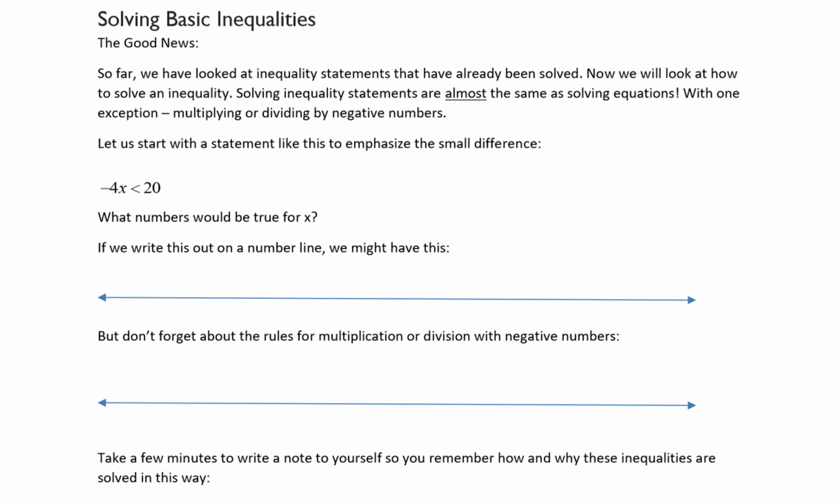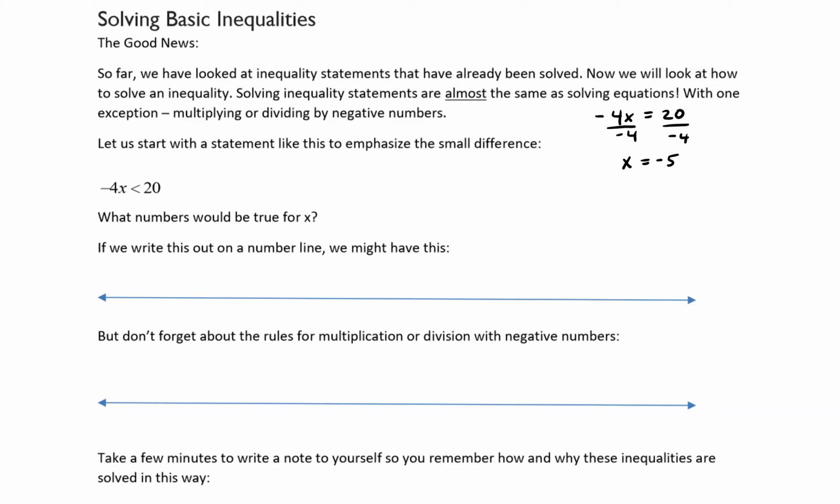Let us start with a statement like this to emphasize the small difference. Now, we have the inequality that says negative 4x is less than 20. And notice that if this was an equation, it would say negative 4x is equal to 20. The way that we would solve that is we would divide both sides by negative 4. And negative 4x divided by negative 4 just leaves us with x. And 20 divided by negative 4 is negative 5.